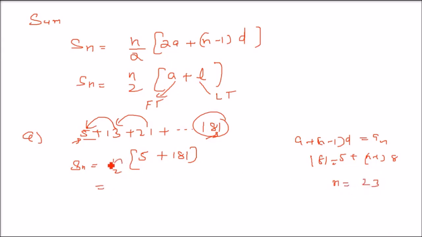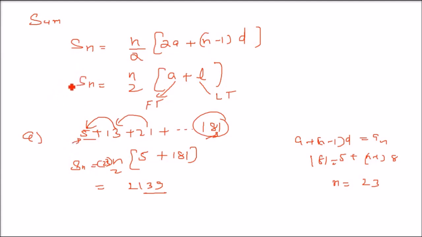Put here 23 by 2, 5 plus 181. You will get the sum of this series, 5 till 181. This will come as 2139. Very easy question I told you. But the thing is, there will be NCERT questions when we are actually going to solve the problem.